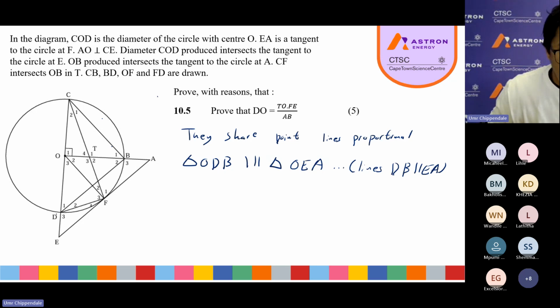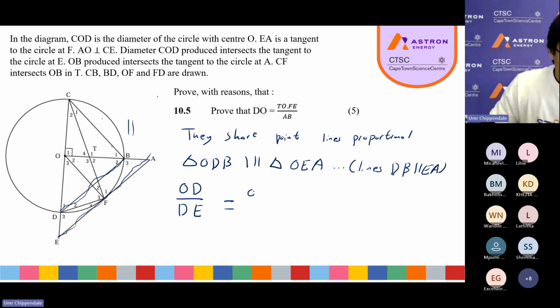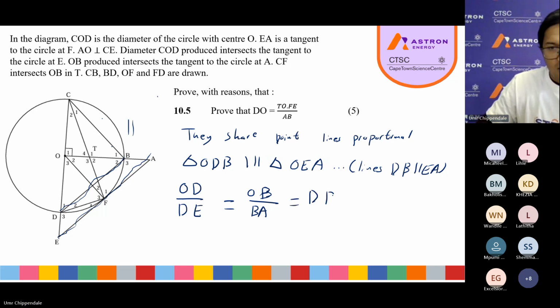DB, which is this part over here, DB is parallel to EA. Right, so we know they are parallel with each other. They will never touch. So if that is the case, we can now say that OD is over DE, which, now remember, we can do the proportionality theorem, which we have learned in grade 12. It's the same as saying OB over BA, and that is equal to DB over EA.